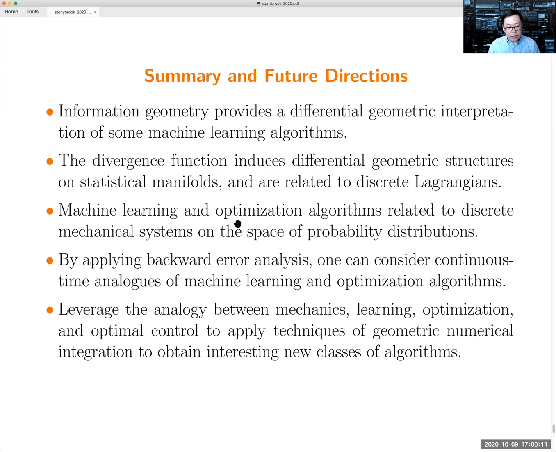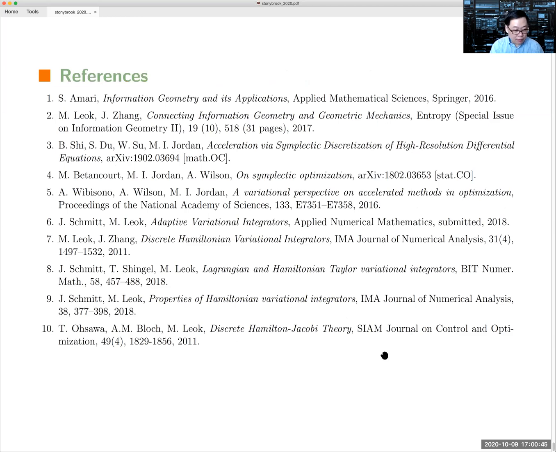In addition, you can think of various optimization algorithms as being related to discrete mechanical systems, now on the space of probability distributions. So hopefully, by leveraging this relationship between mechanics, learning, optimization, and optimal control, we'll be able to apply techniques of geometric numerical integration to obtain potentially interesting new classes of algorithms. So that's basically what I wanted to say, and these are a bunch of references. So I will stop here.